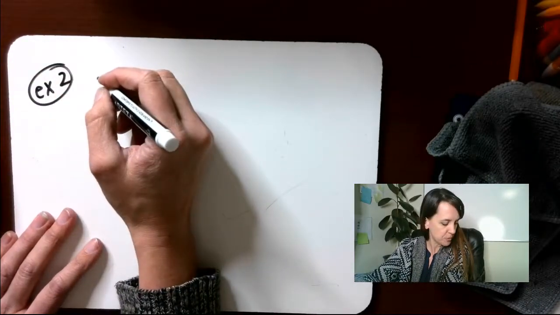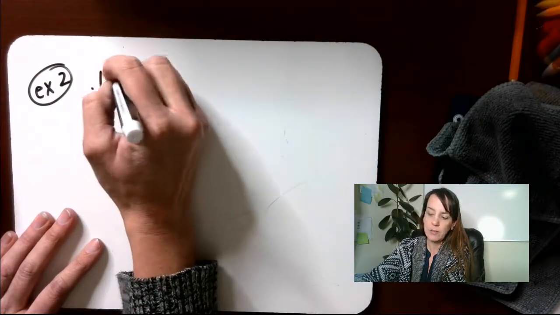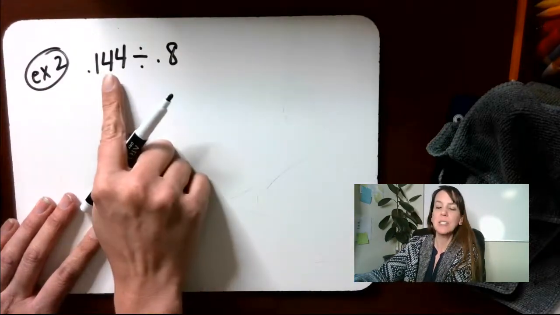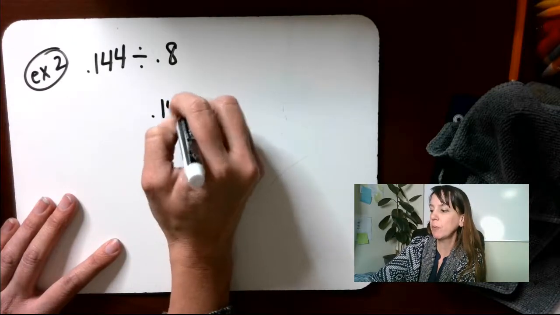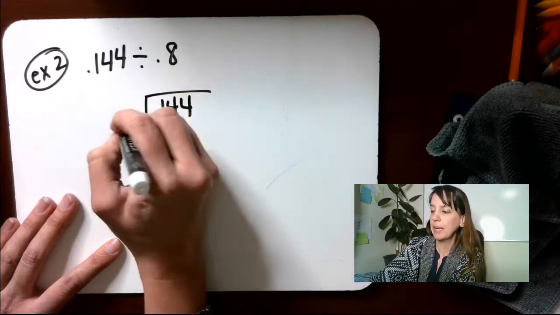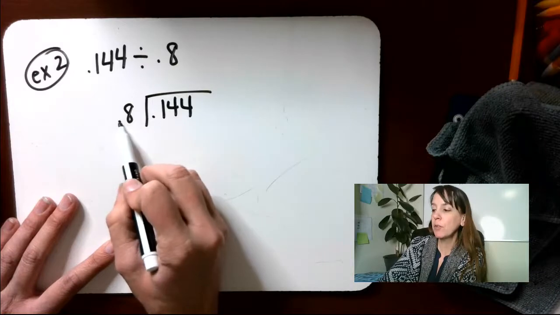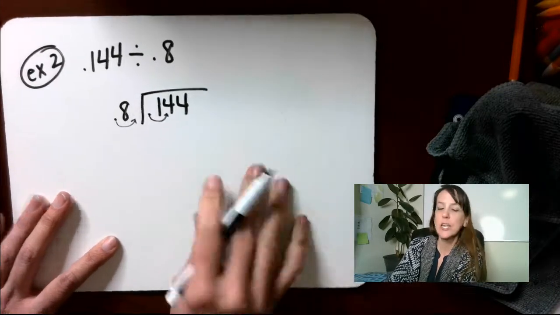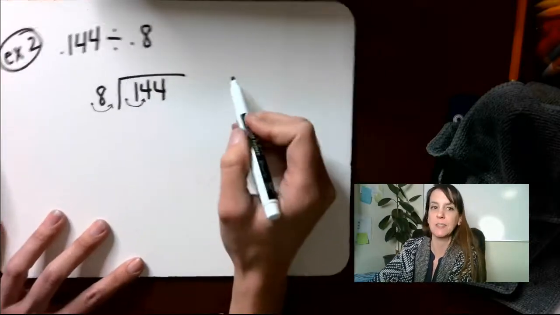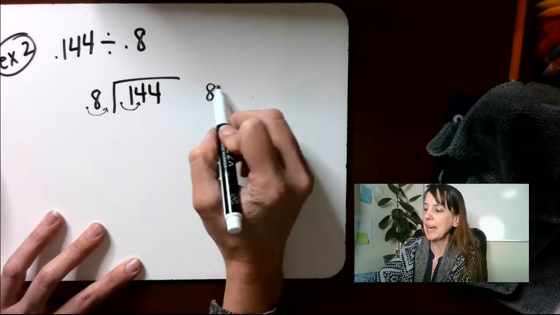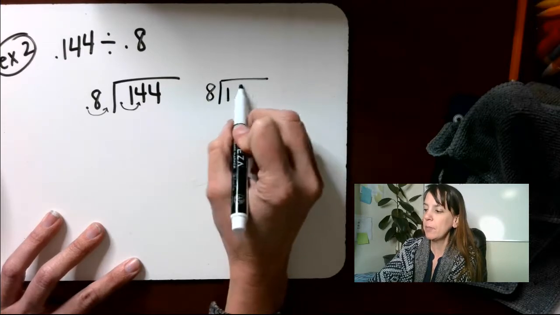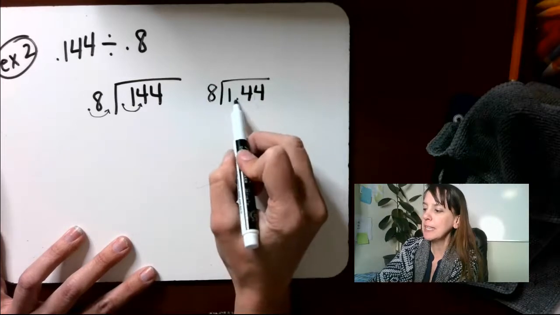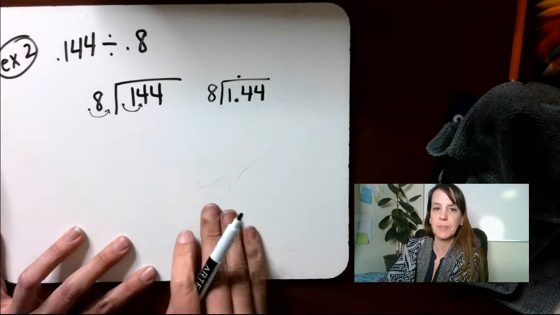So example number 2 says, divide 0.144 by 0.8. So we're going to take this and put it under the table, 0.144. We're going to divide that by 0.8. I'm going to move this over 1 spot, and if I move that over 1 spot, I've got to move this one over 1 spot. So my new problem is 8 and then 1.44. So I'm going to take this decimal and bring it up to here, okay?